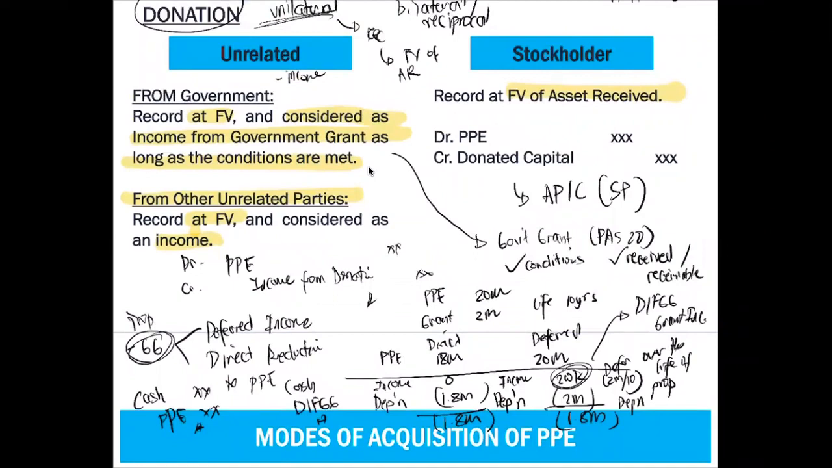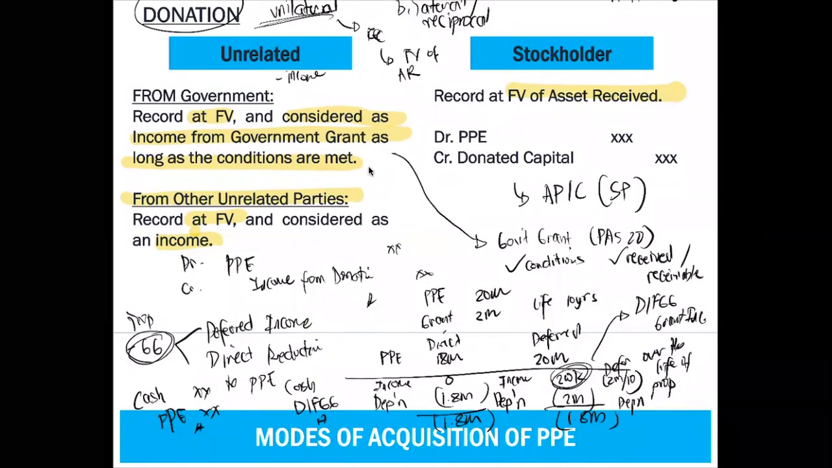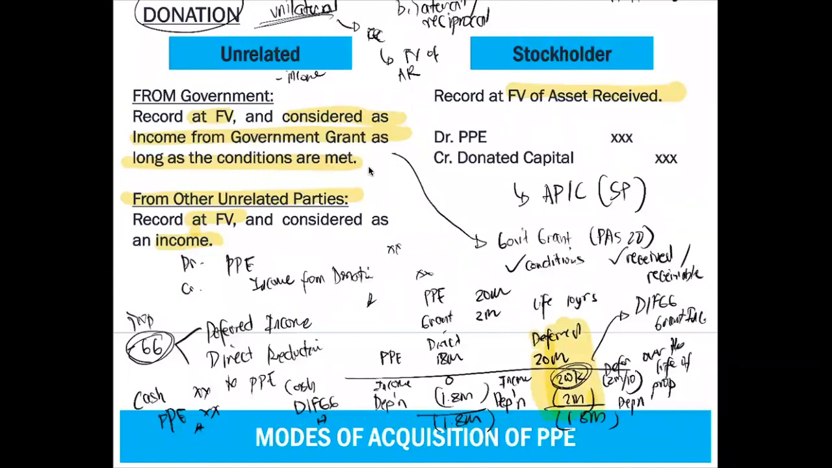Kasi dinonate talaga yung property. Pero paano kung binigyan ka lang na certain amount out of that property like a subsidy? So you can treat it as a deferred income or a direct reduction to property, plant, and equipment. Pag deferred income, ang PPE is still at 20 million. Ang income natin, i-defer natin over the life of the asset. What's the life of the asset? 10 years. So 2 million divided by 10, 200,000. And then our depreciation, we still record it, 20 million divided by 10, 2 million.